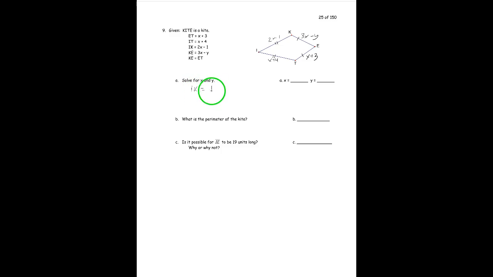has to equal IT. So 2x minus 1 equals x plus 4. And we can solve that, move the x over here, x equals 5. Once we know that, so we know x equals 5 here.